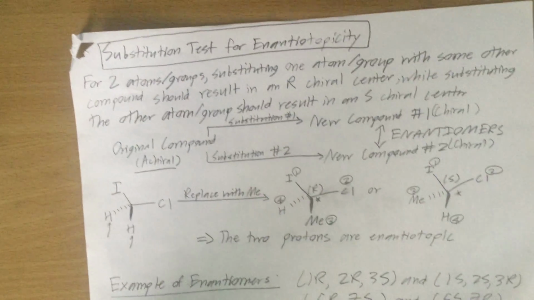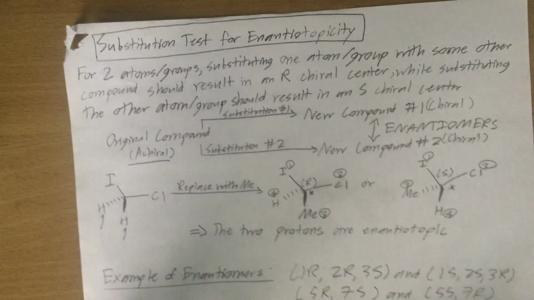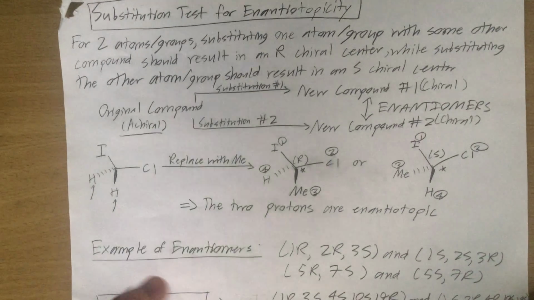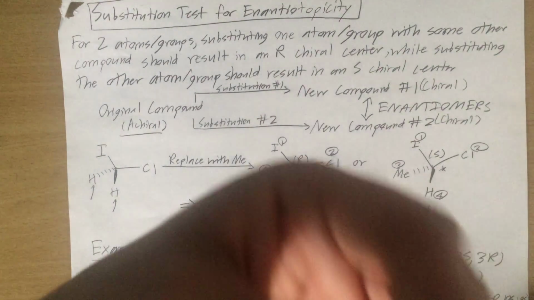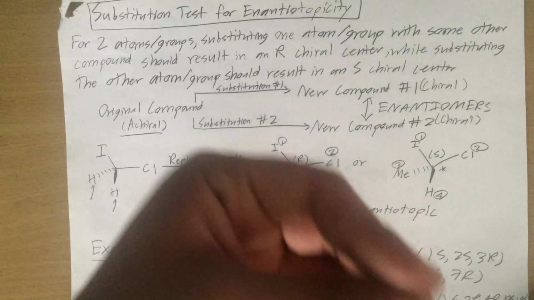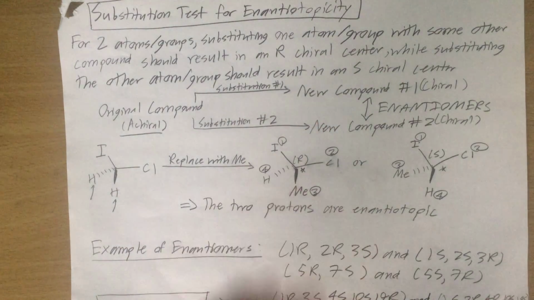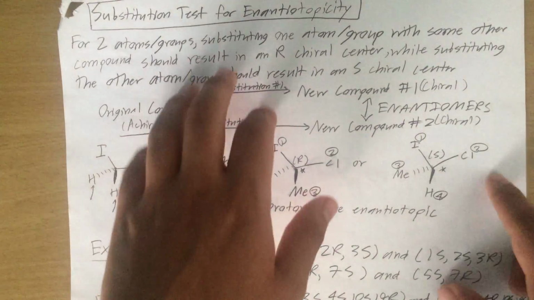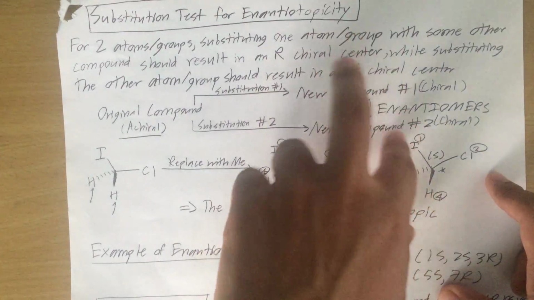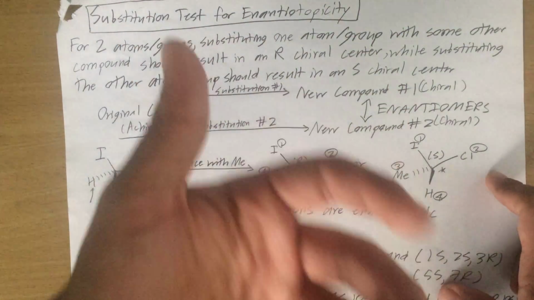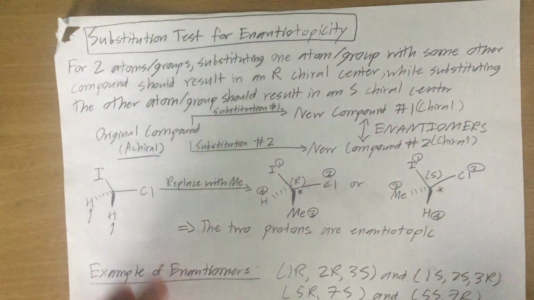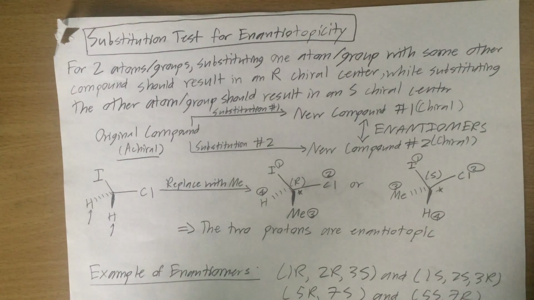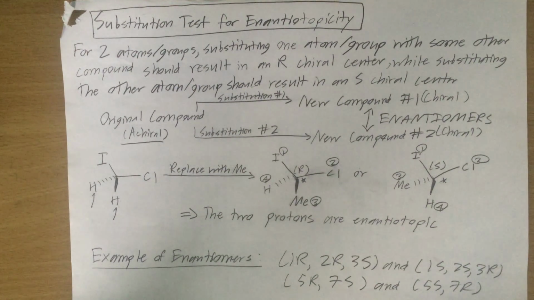So now let's go to the substitution test for enantiotopicity. For two atoms or groups, in this case two hydrogen atoms, substituting one hydrogen atom with another compound should result in an R chiral center, while substituting the other atom or group, in this case the other hydrogen atom, should result in an S chiral center, okay? Now, if you want to go over a review of R and S conventions, chiral centers, and priority rules, there's a separate video called Chiral Centers and Priority Rules, also on my channel, if you want to check that out, okay?